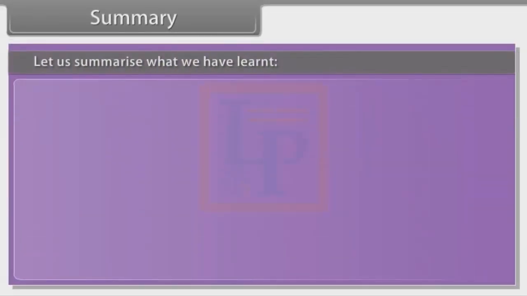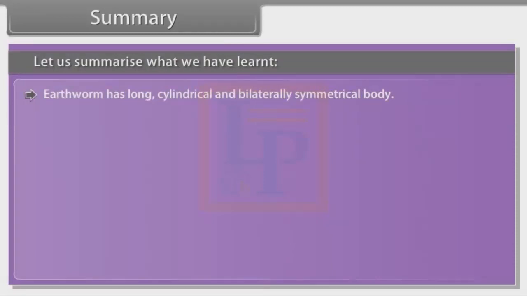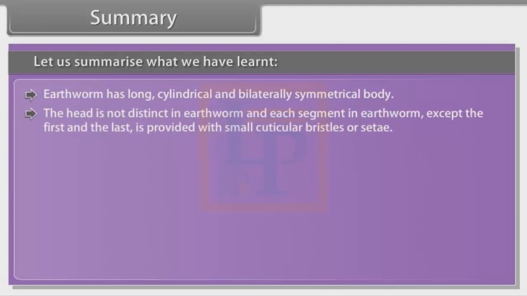Summary. Let us summarize what we have learnt. Earthworm has long, cylindrical and bilaterally symmetrical body. The head is not distinct in earthworm, and each segment in earthworm, except the first and the last, is provided with small cuticular bristles or setae.